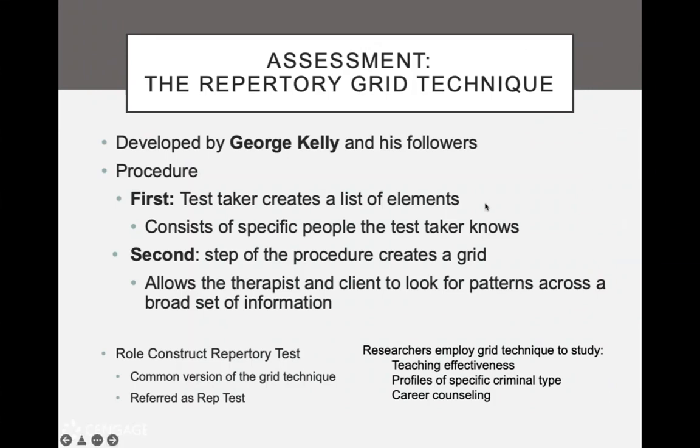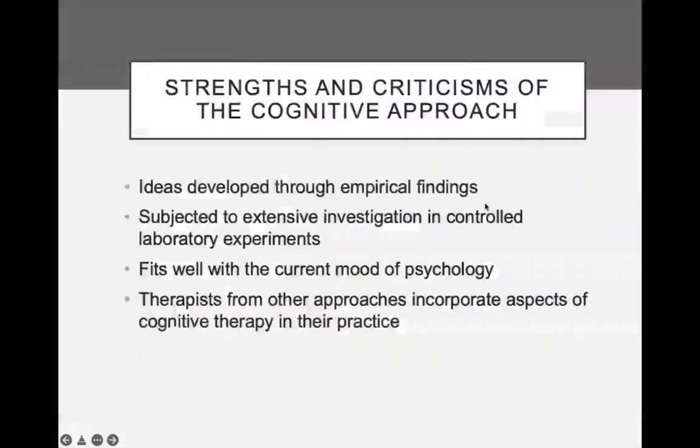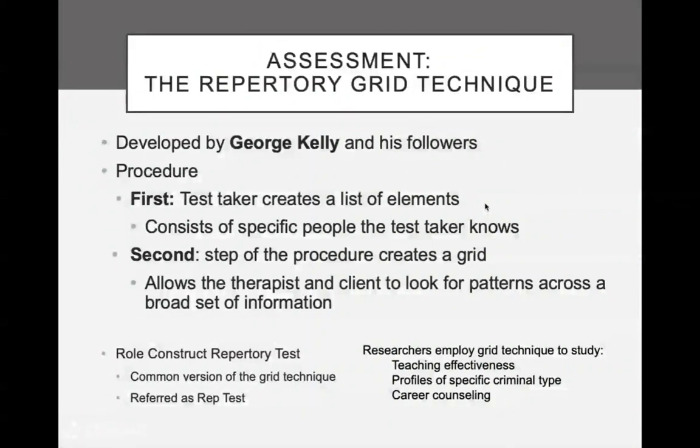The last part we'll talk about, actually we have a bunch more stuff that we're going to look at. So we're going to look at the assessment part, the repertory grid technique, which George Kelly had proposed under his personal construct theory. The procedure is quite simple. He asked test takers to create a list of elements consisting of specific people, and then create a grid and allowed the people to see patterns across this set of information. Okay, and what this is helpful for is teaching effectiveness, profiles of specific criminal types, and career counseling.